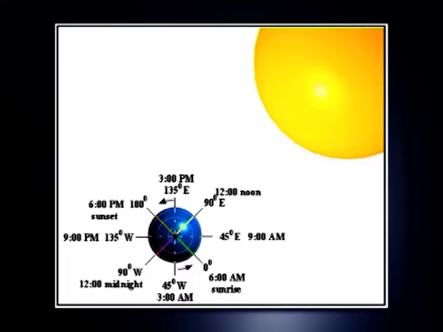Further, the degrees are divided into minutes and seconds. There are 60 minutes in a degree and 60 seconds in a minute, about 3600 seconds in a degree. So, at the equator, 1 second of latitude or longitude is equal to 101.3 feet.